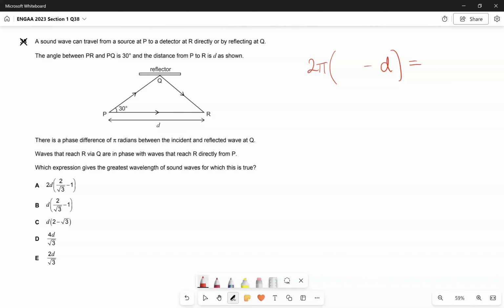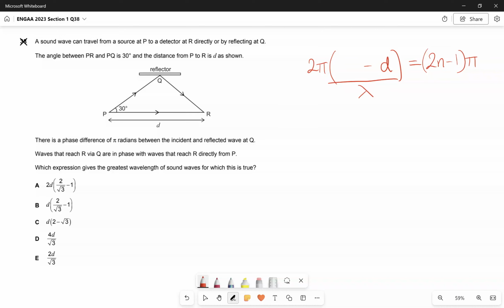But because there's an extra phase difference of pi here, what this means is that we're going to need a whole number, or odd number, multiple of pi. So this will be 2n minus 1 pi. So this is the phase difference due to the natural path difference. And this would be over lambda here on the left-hand side.